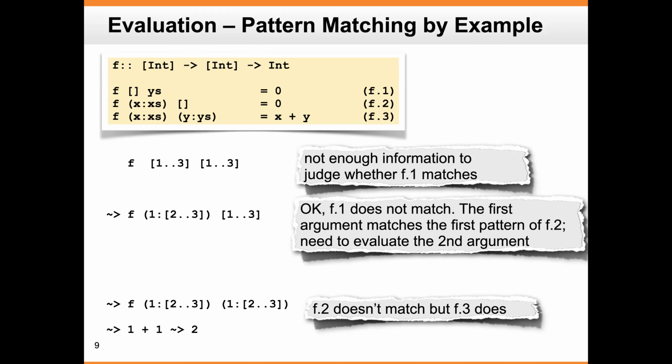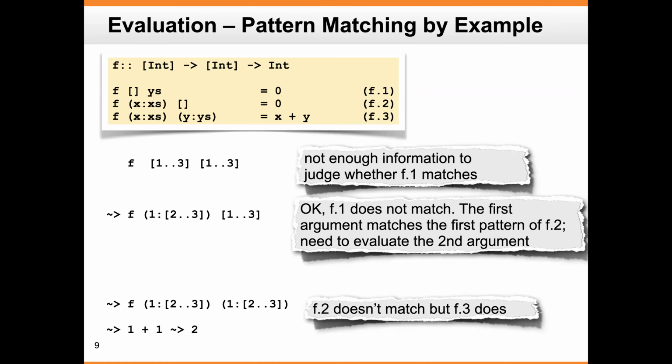The second case says if the first argument is a non-empty list. So this definition says it is an X and XS's. So there is at least one X, one element, and a list of following elements. But the second list is empty, then again, the result is 0. If both parameter lists are non-empty, so they have at least one element, then I just sum the first elements and return this as the result of the function.